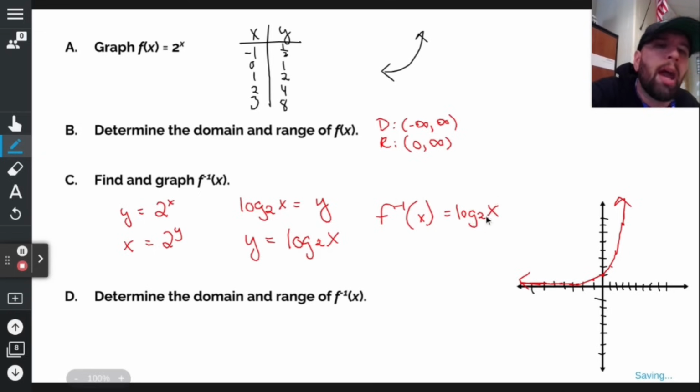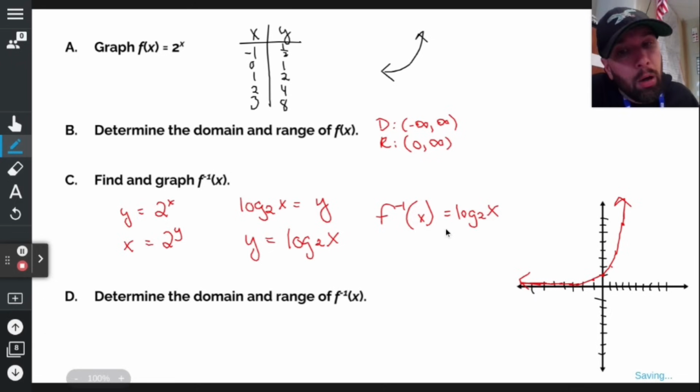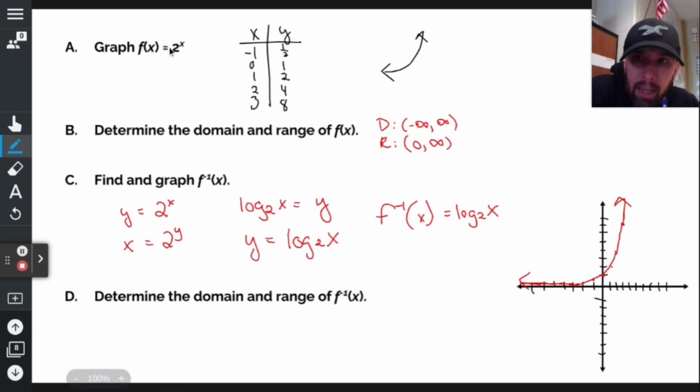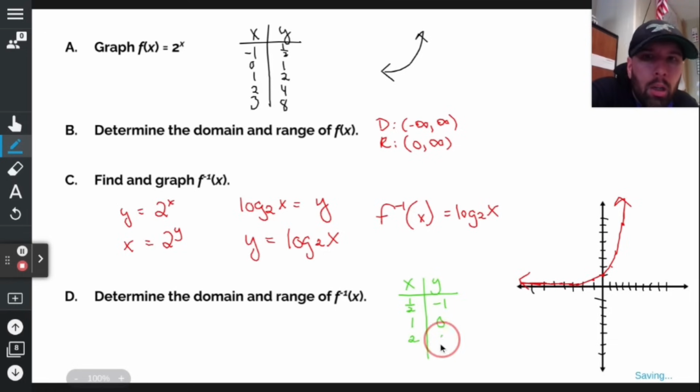Now I know what's going to happen because of what I did a couple slides ago, but I'm just going to make sure that I do it right. Now I have this guy right there. This is the same as that flipped. So my x and my y values are going to flip-flop as well. So you become 1 half, negative 1. You become 1, 0. You become 2, 1. You become 4, 2. And you become 8, 3.